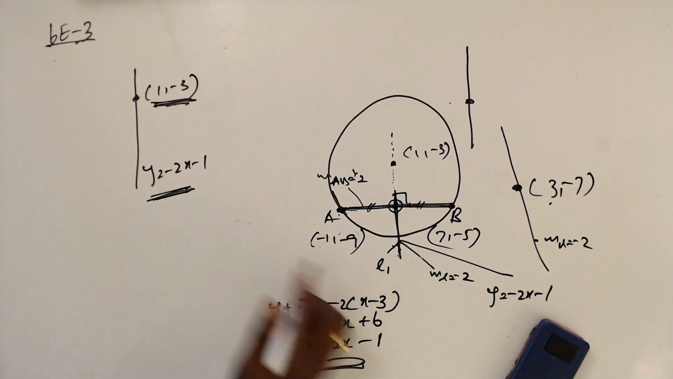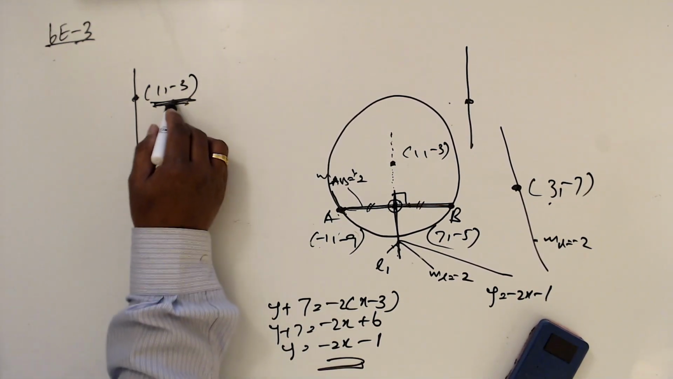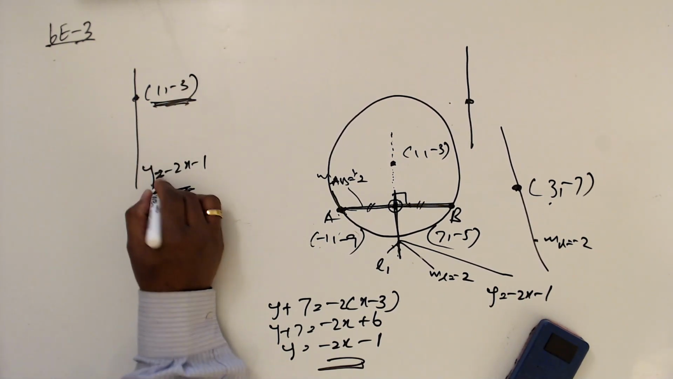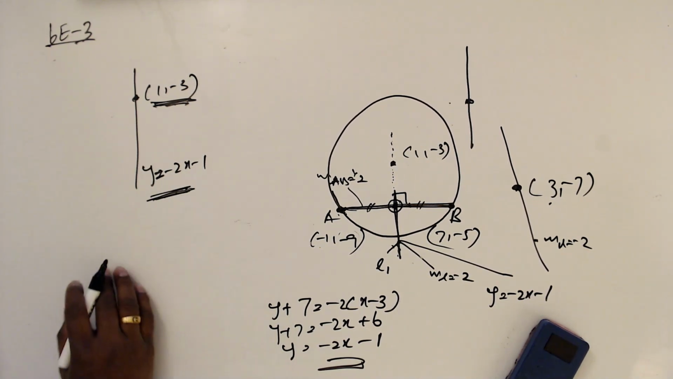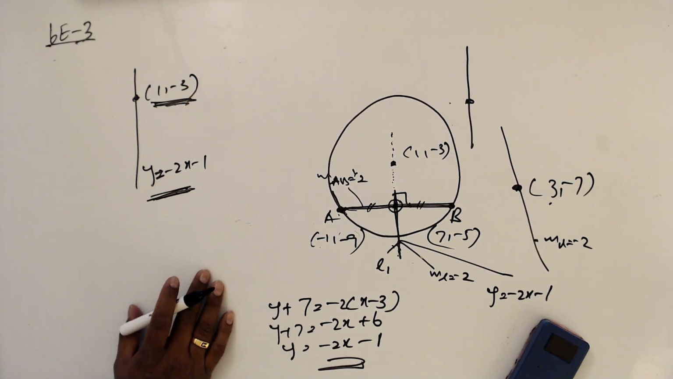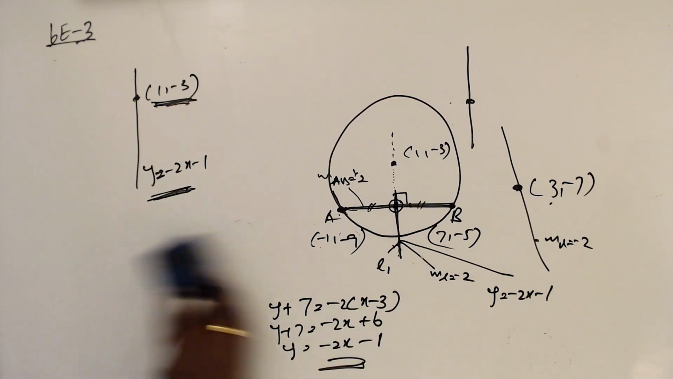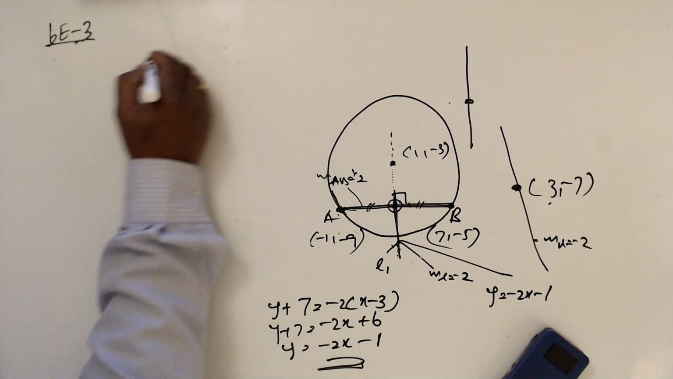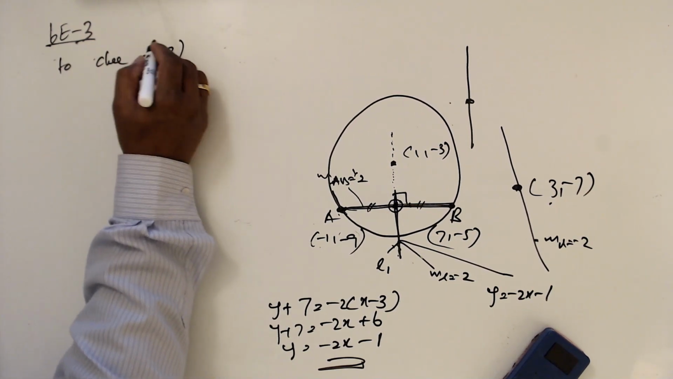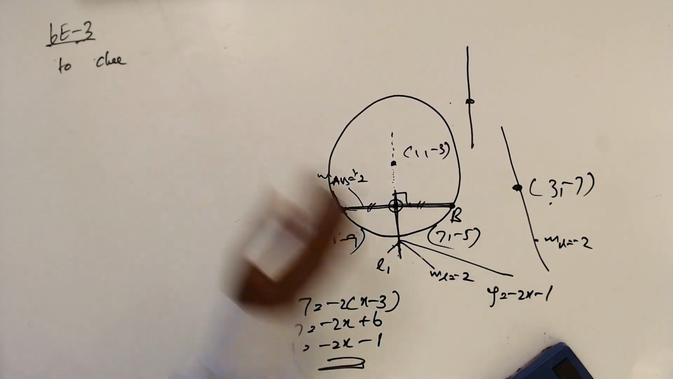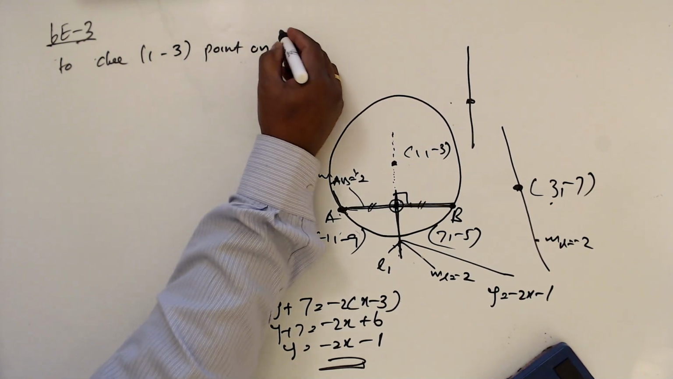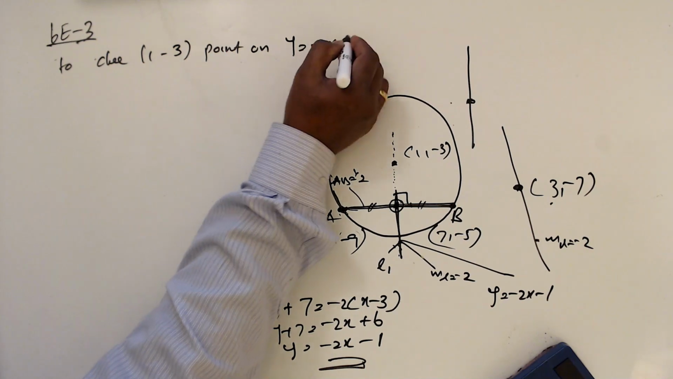Okay, let's see what is the meaning of satisfy. When you substitute those coordinates into this equation, the equality stays the same. Then the equation is happy. So we'll write now: to check the point (1, -3) is on y = -2x - 1.